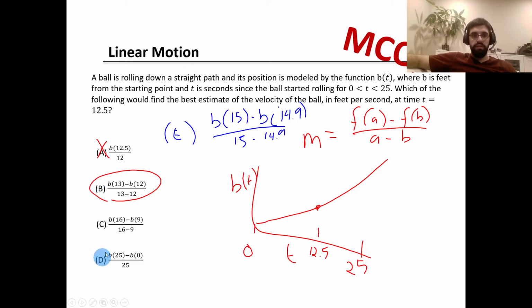So we look at A, B, C, and D. A is not even an interval question, it's just an evaluation, or in other words, not a slope formula. B is going to be our tightest interval around 12.5. We go from 12 to 13, and this will be a very tight estimate. 9 to 16 is a wider interval, so that's not going to be our choice, and definitely not D. 0 to 25 is not going to be very helpful. So B would be the best answer here because it's the tightest interval around t equals 12.5.